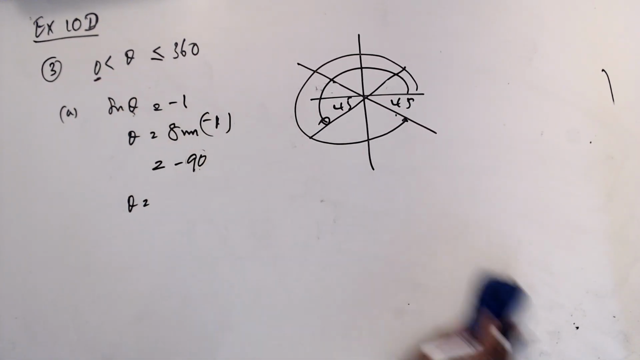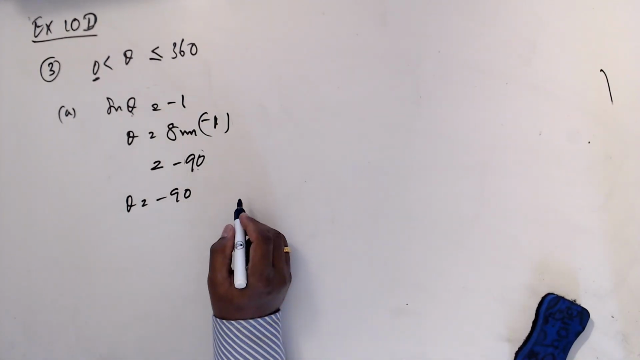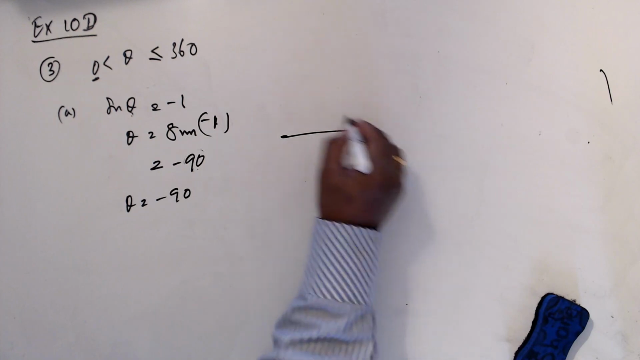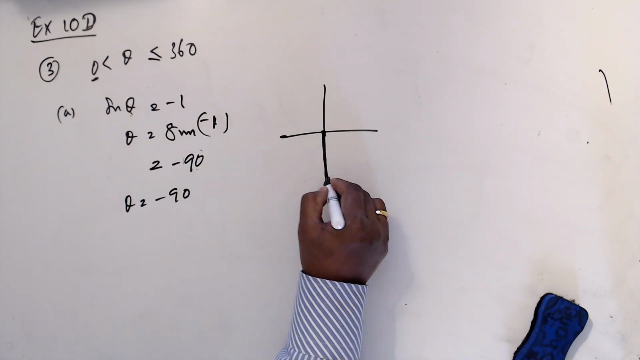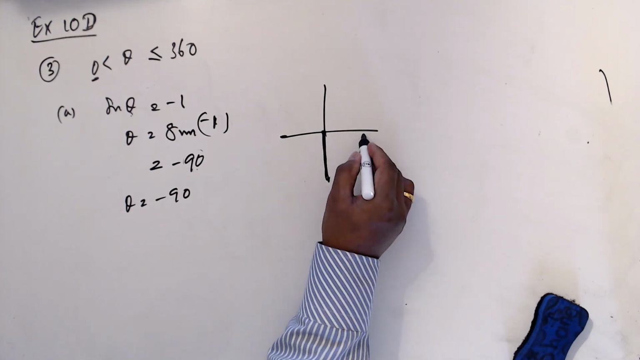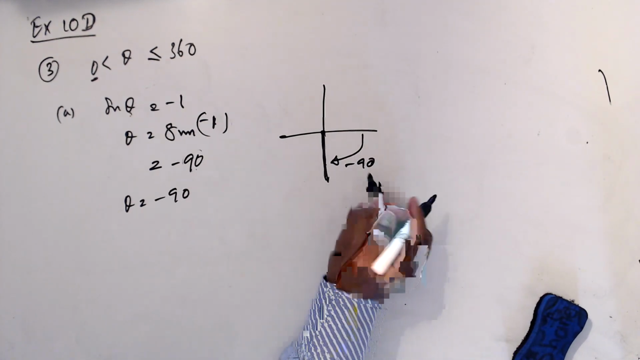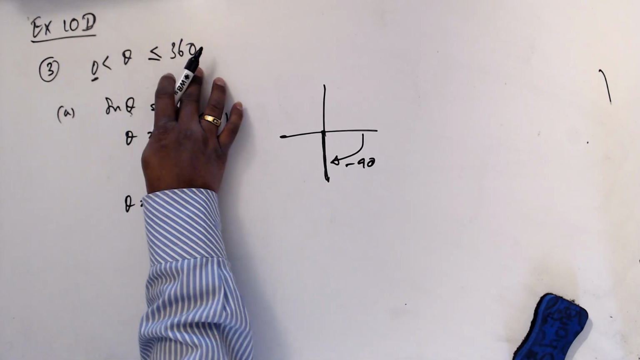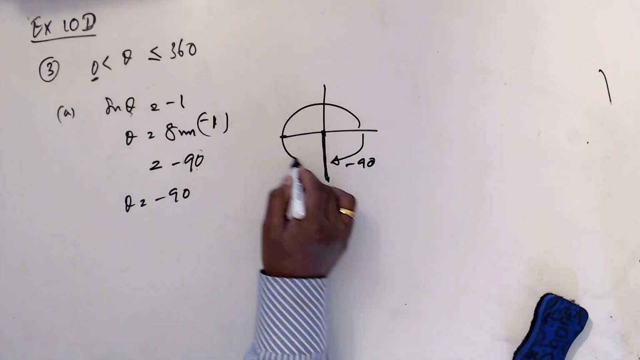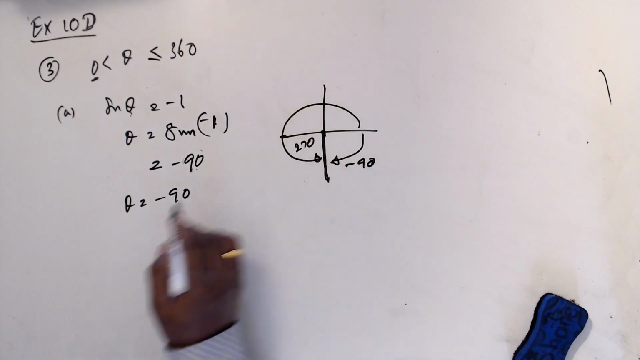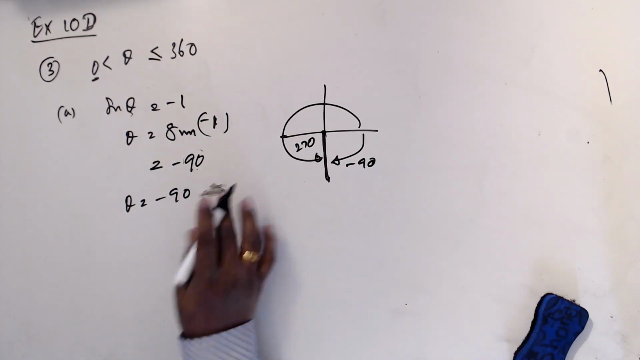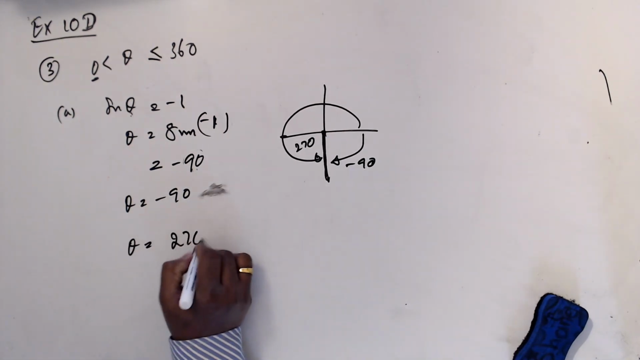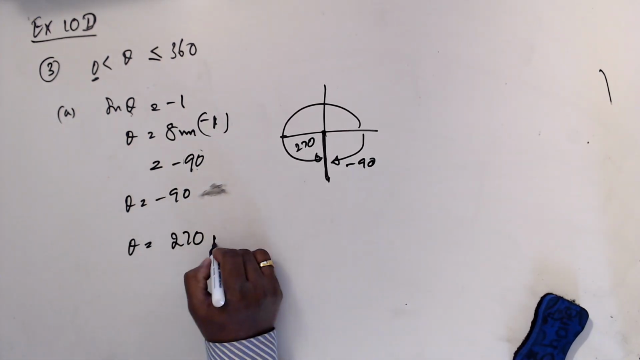Theta equal minus 90. So now how the hypotenuse is overlap. Now this is the minus 90. Now we need the answer in between. So it will come like this. This is going to be 270. So this is not in the range. So theta equal 270. This is the right answer.